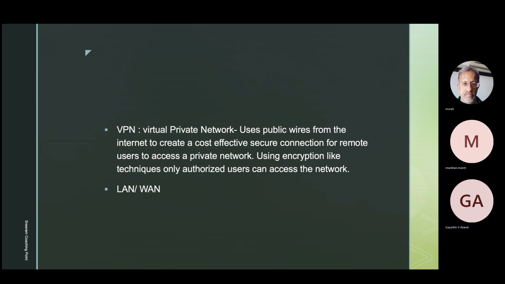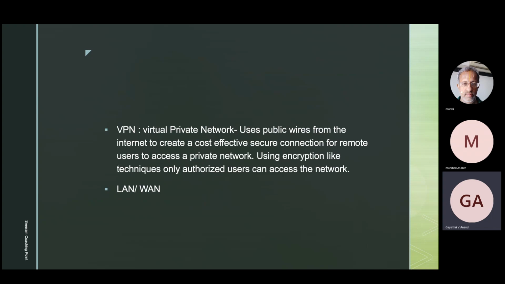Then we talk about topologies. A topology is a structure of how systems are connected in a network. A ring topology is like a ring, a round circle, where every system is connected. Then you have the mesh topology where anybody can communicate with anybody. Then you have a bus topology, which is centralized, where every computer is connected to a bus.